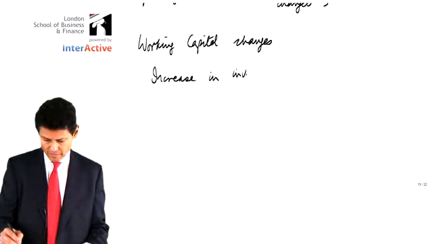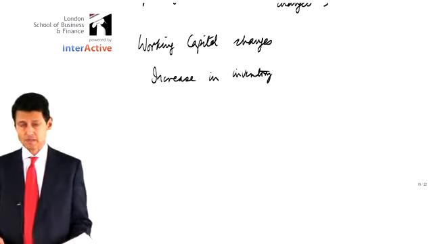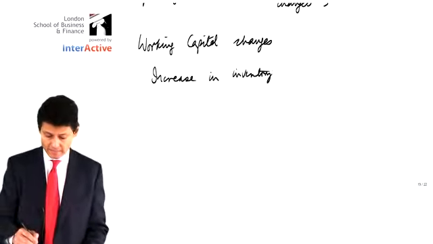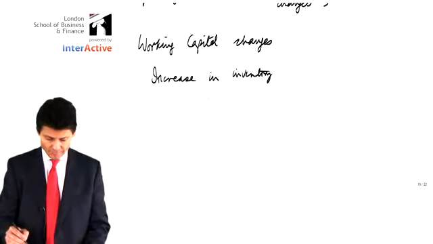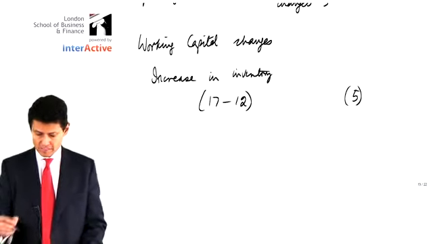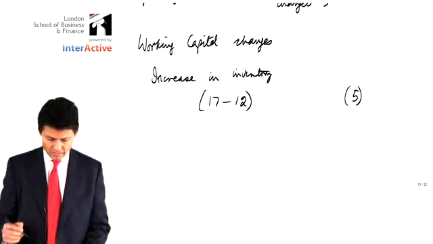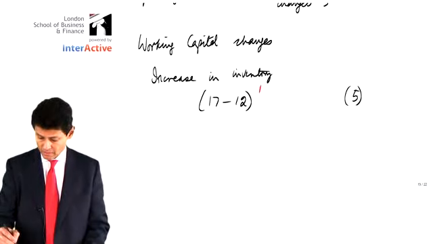in inventory. Don't worry about brackets near the word increase and so on, but where brackets do matter is if you feel it's an outflow on the right. So let's say 17 minus 12. So in the column a bit to the left, I'm going to say 5 in brackets. And obviously, to explain that, one should be saying we simply bought more inventory, paying by cash.